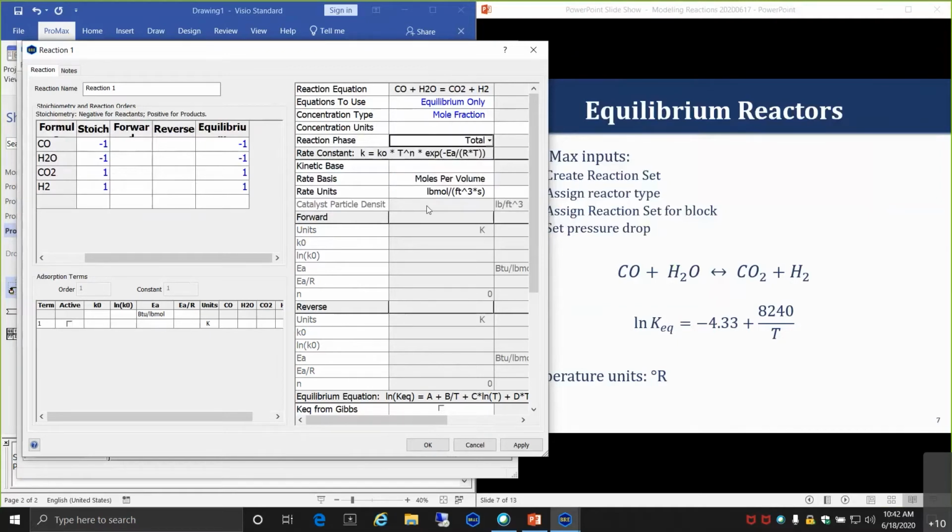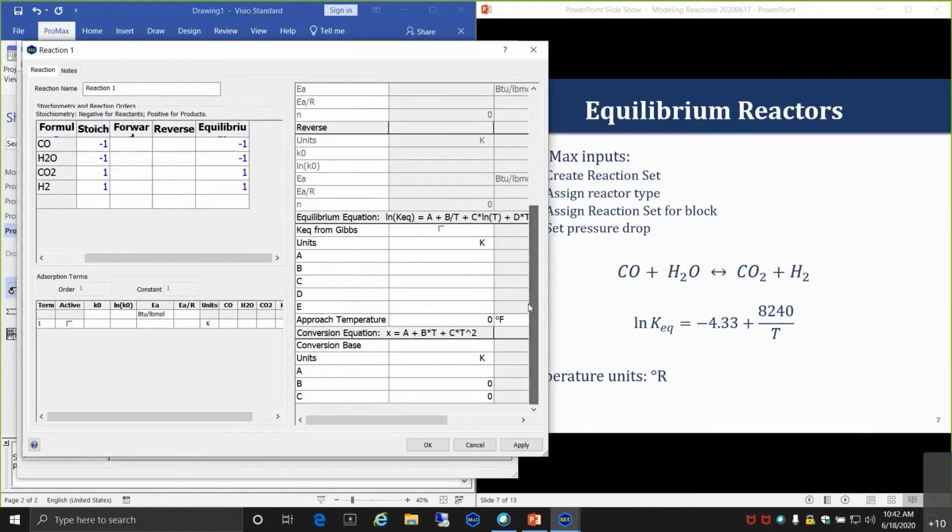We're going to allow this to occur in the total phase, but we could be very specific and say that this is only going to occur in a liquid phase or in the vapor phase. Total implies that it can occur in any phase that is present in the reactor. In our case, there's only one phase, so it doesn't matter, but if there are multiple phases, you can define which phase it goes into. We're going to skip the kinetic base information because this is not important for equilibrium.